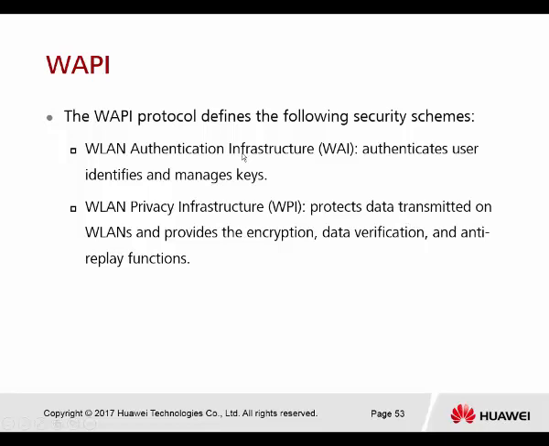So they have the following security scheme. The first one is WAI, the WLAN Authentication Infrastructure. It is used to authenticate the user identity and manage the key. The second is WPI, the WLAN Privacy Infrastructure. It protects the data transmitted on the WLAN and provides encryption, data verification, and anti-replay functions.